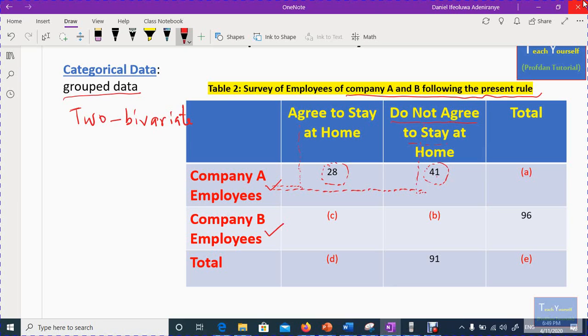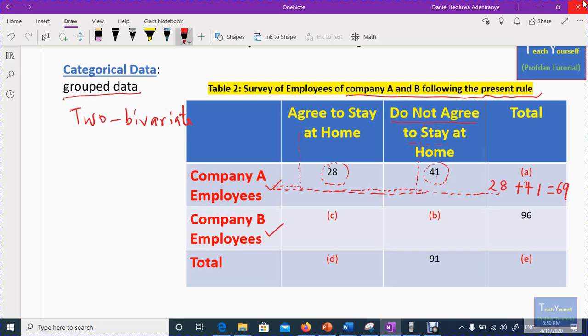So now the total here, this A, is telling us, for the whole of company A employees, how many of them do we have? Easily we can get that by simply doing 28 plus 41, and this is going to give us 69. Okay, good. Also, now you need to look at which values you can get with what you already know.